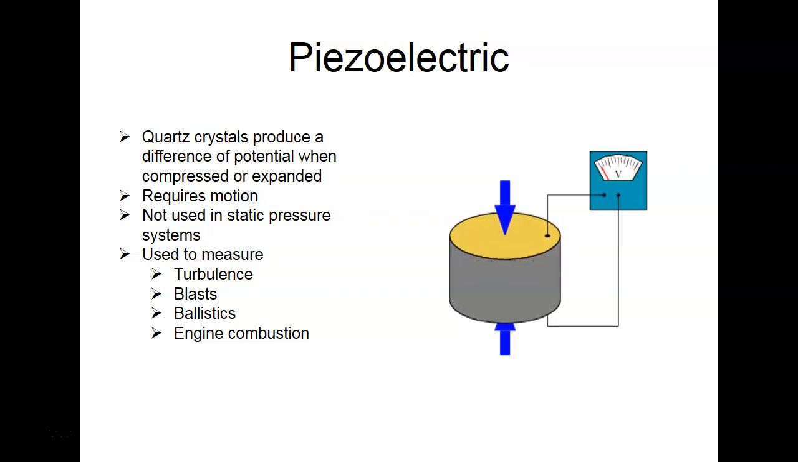Well, we could do the same thing, but notice this guy here is only going to give us a difference in potential when what? We can use it to check turbulence, blast, ballistics, like the speed of a bullet or something like that, and of course engine combustion, when the engine combusts. Are we okay?